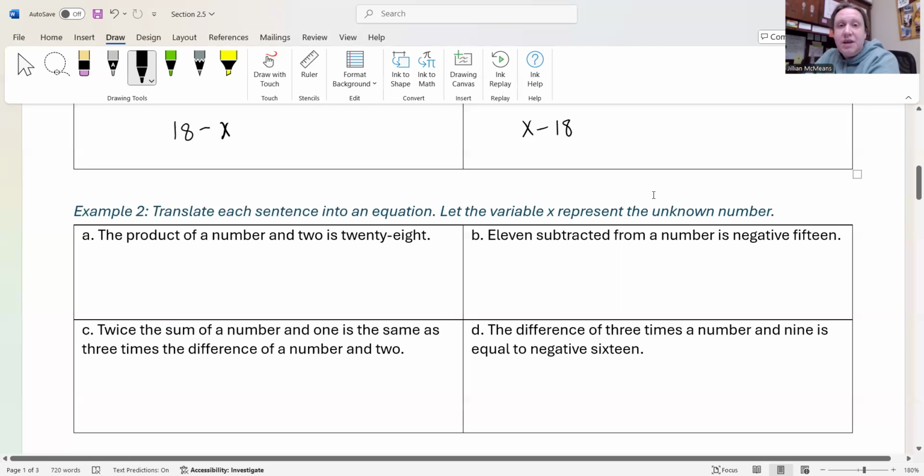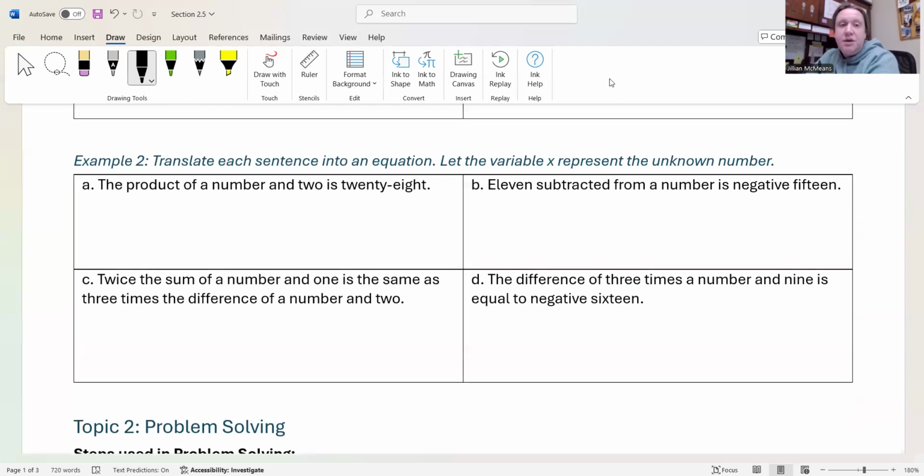All right, let's look at example 2. Example 2 says translate each sentence into an equation. That means there should be some kind of equality going on here. We should have two expressions equal to each other.